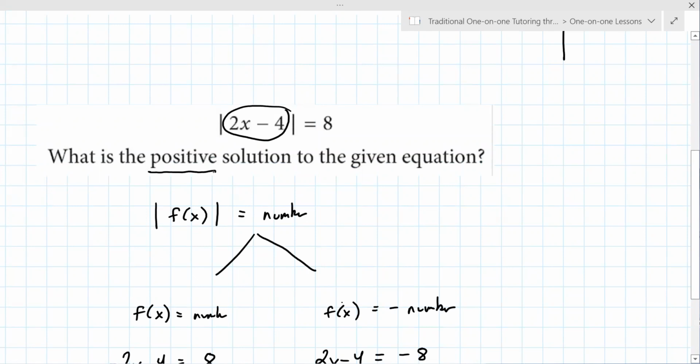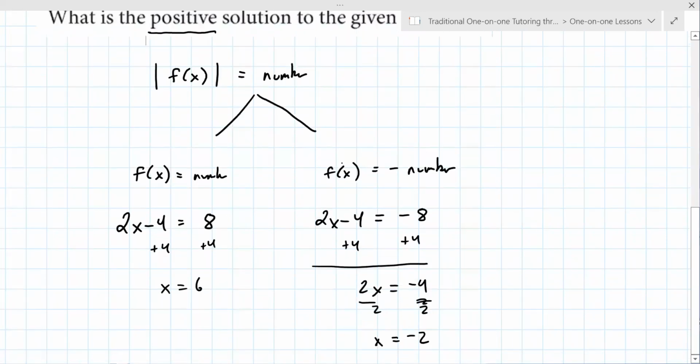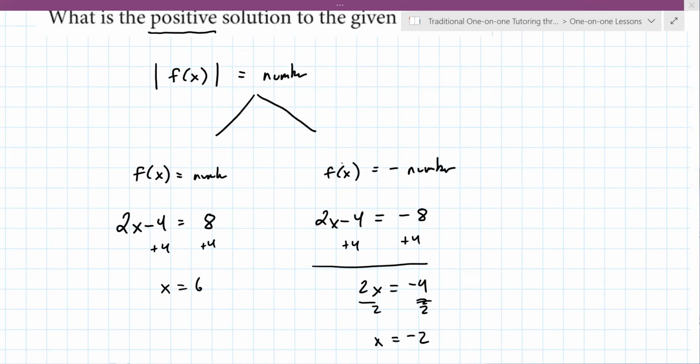The positive solution. And that's where you have to be really careful with these standardized tests. You may think, oh, I got it, and -2 is there, and it actually wants the other one here. So let's try one more of these.